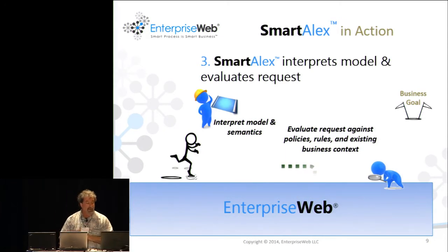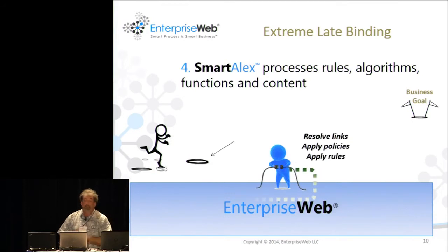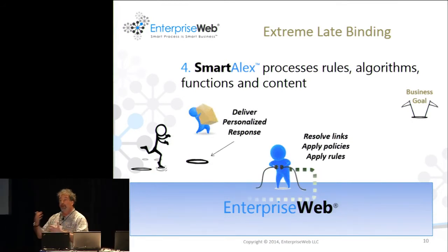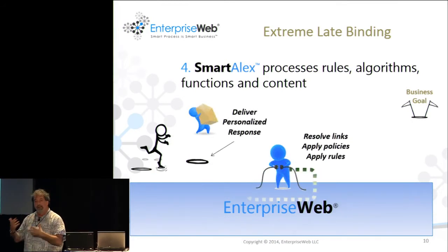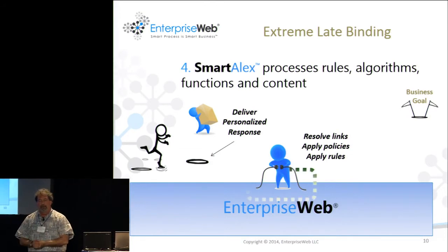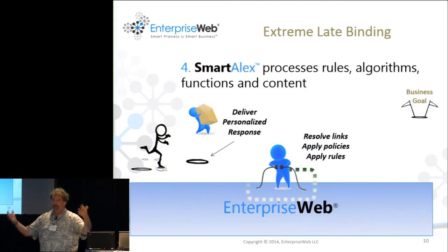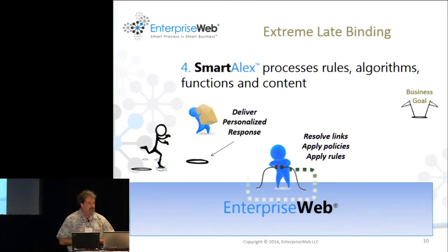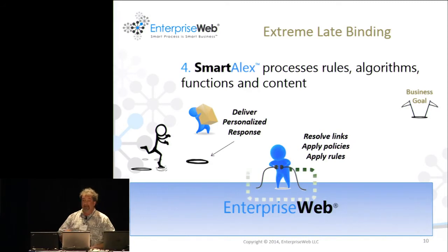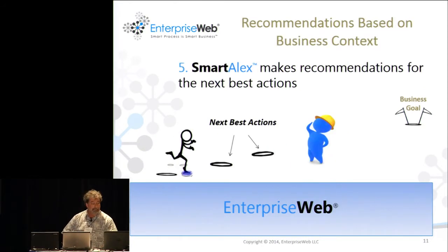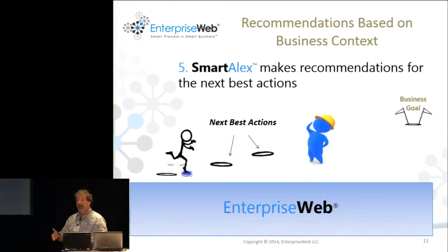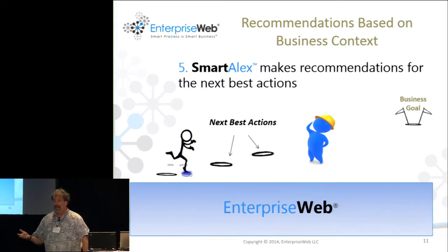So it evaluates the request against these policies, rules, and business context. It processes them, and it does so recursively by following hyperlinks, referencing URIs as needed. If it doesn't have the information it needs, it knows how to find it, and it continues to do this until it's able to respond to each request, dynamically, in real time. And then it can also make recommendations in terms of the next best actions.